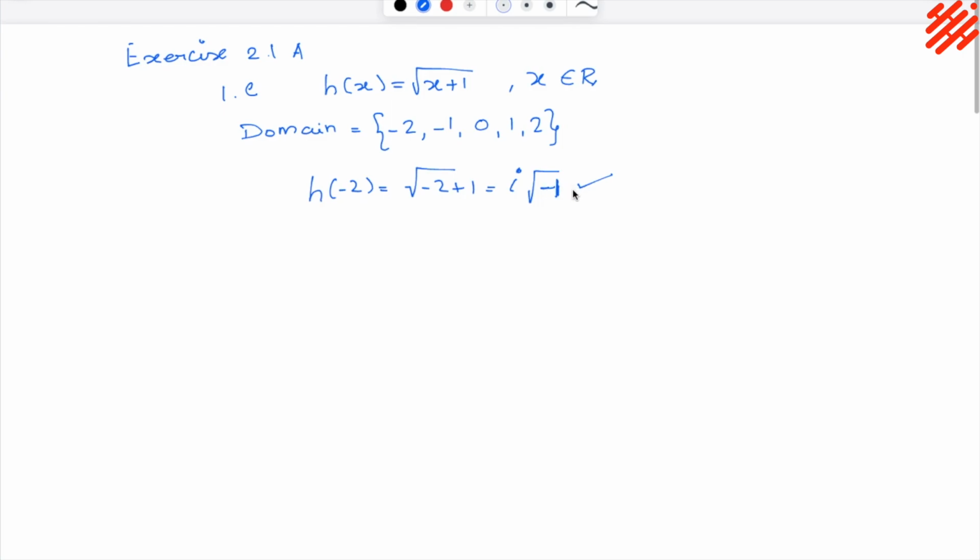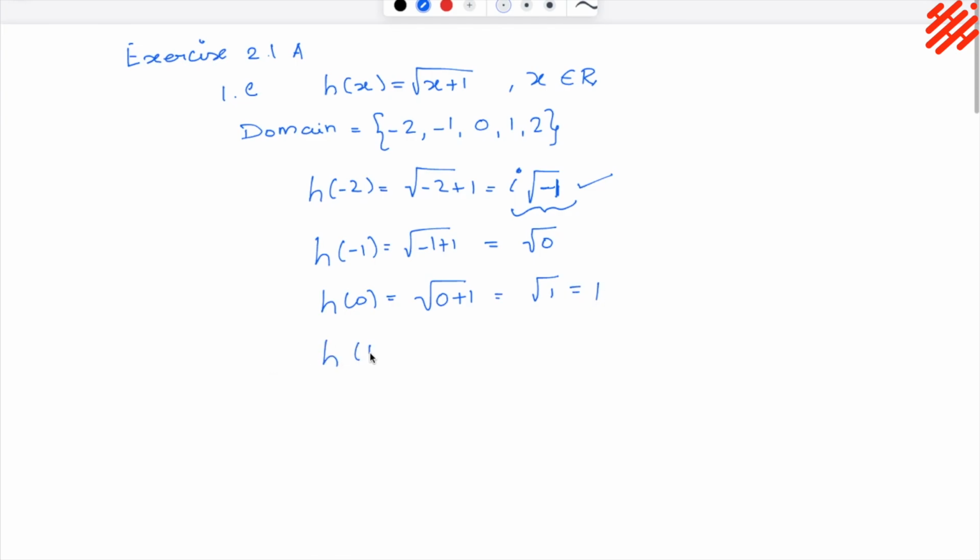You might have studied about complex numbers, the real part and the imaginary part. So this is the imaginary part. Whenever a negative value comes under the root, it is imaginary. Then h of -1 equals root of -1 plus 1, which is root of 0. H of 0 equals root of 0 plus 1 equals root 1 equals 1.